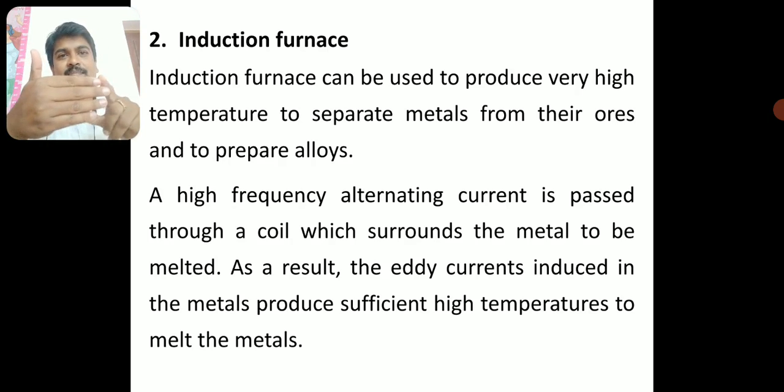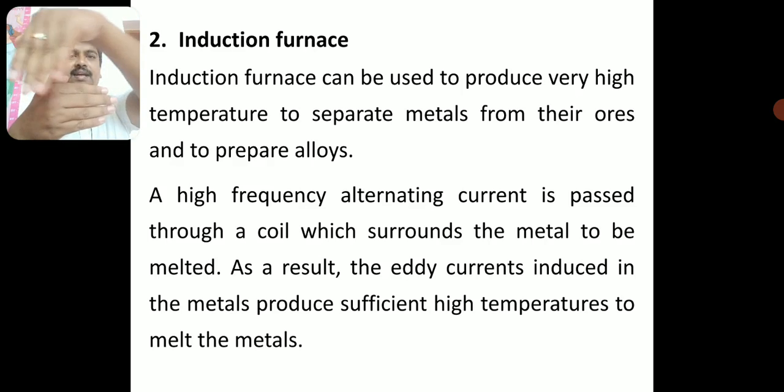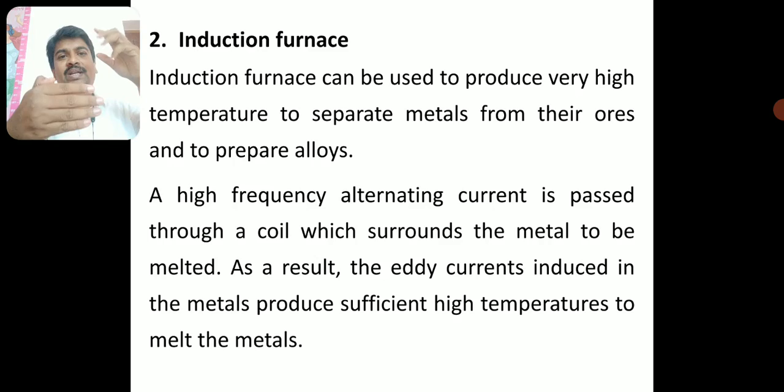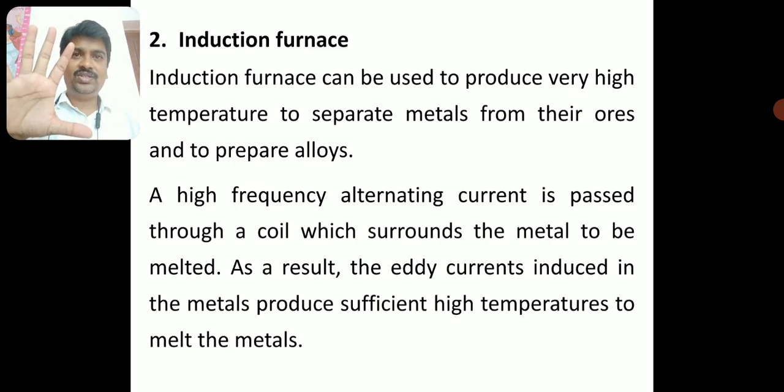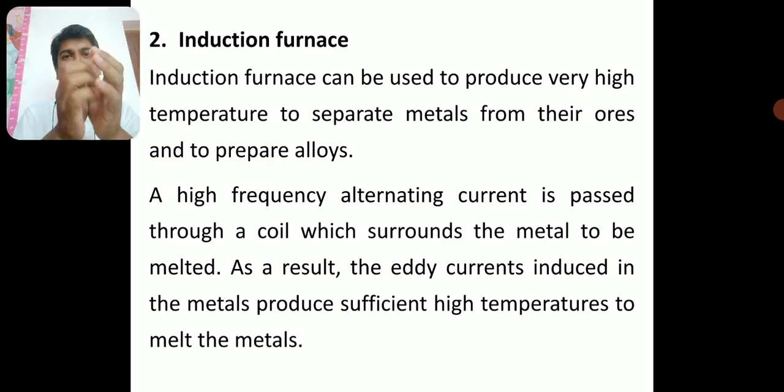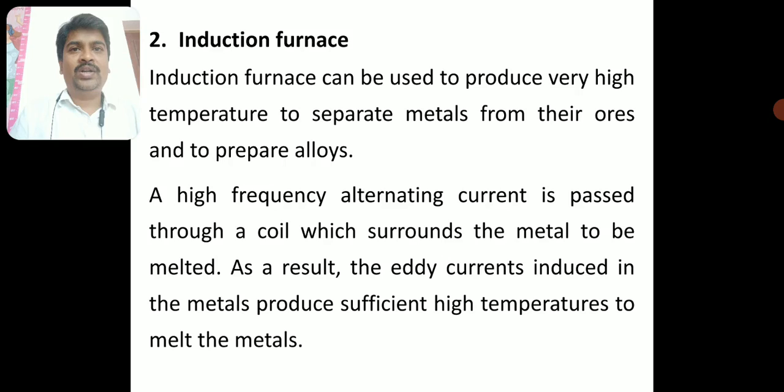What exactly am I doing? I am passing the high frequency AC current to this coil. So it produces a varying magnetic field and we have a metal around it which has to be melted. In this metal an eddy current is produced. This eddy current will increase the temperature and this high temperature is sufficient to melt the metal which surrounds the coil. And the coil is where we are supplying a high frequency alternating current.